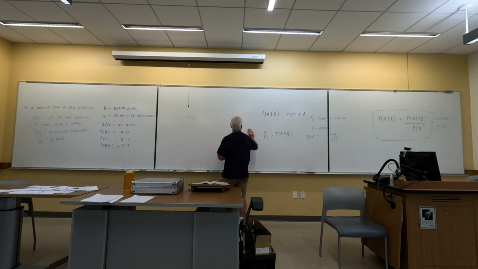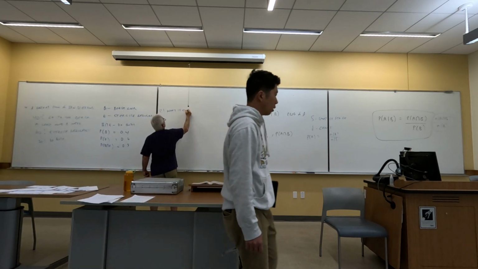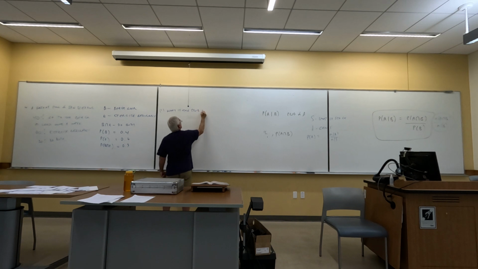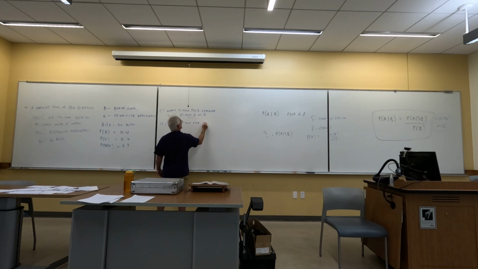All right, so what kind of questions can we ask? Well, let's ask some easy ones. First question, and I want you to do all of them. What is the probability someone does either A or B? What is the probability someone does neither A nor B?